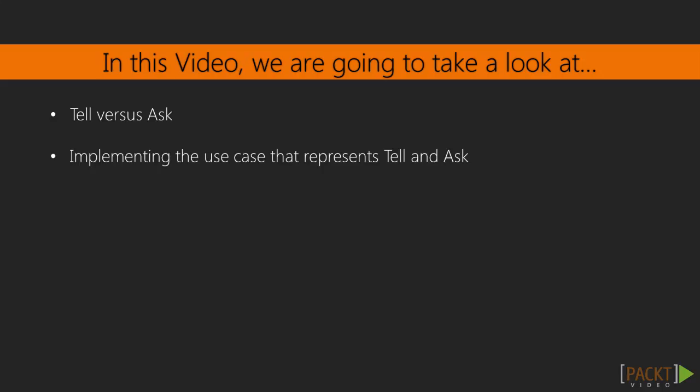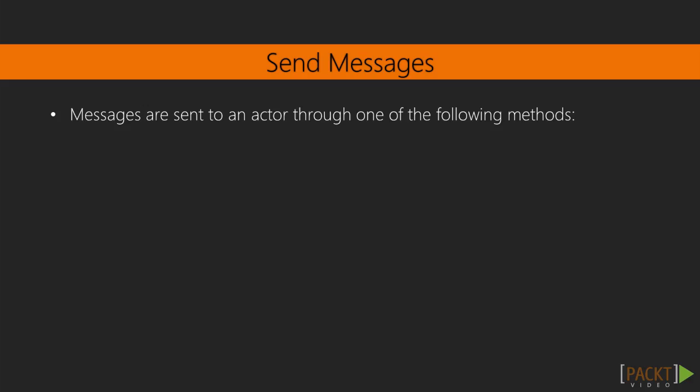Let's begin. Messages are sent to an actor through one of the following methods. Tell, which is fire and forget. This means you send a message asynchronously and return immediately. In other words, you aren't interested in the result. Ask sends a message asynchronously and returns a future representing a possible reply.